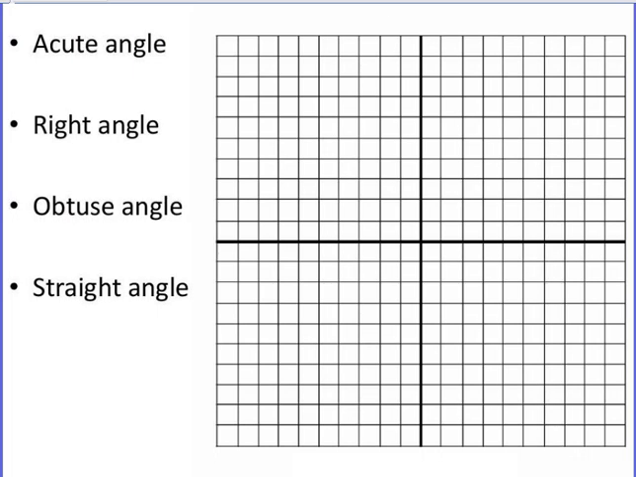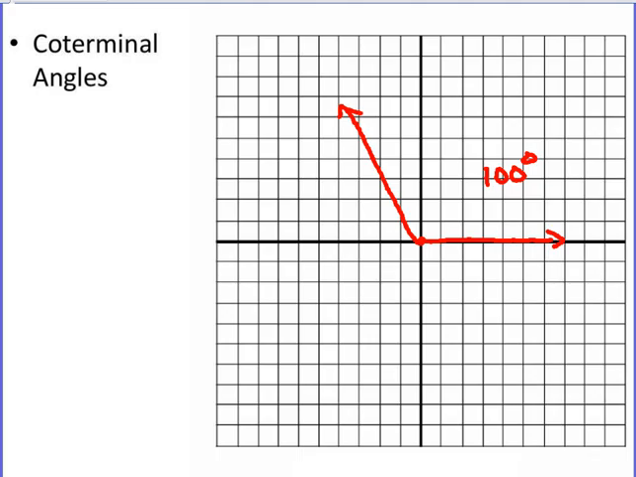Alright, some more terms that you should remember from geometry. An acute angle, remember, is anything less than 90. A right angle is, of course, a 90-degree angle. An obtuse angle would be anything more than 90, and then a straight angle is a straight line or 180 degrees. So that should just be a review.